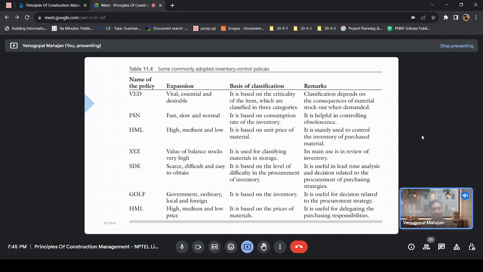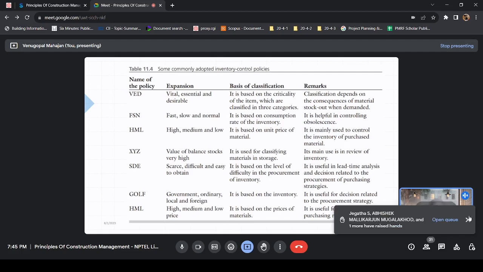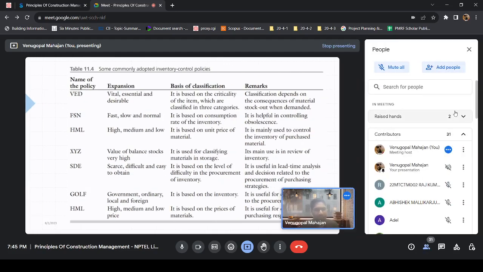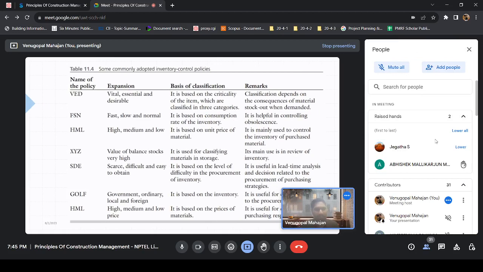I mean, the M of HTML went missing. We have one another question. I have got raised hands. Guys, you can just turn on your mics and say. Jagatha S, I apologize for the wrong pronunciation. And Abhishek, would you like to say something?